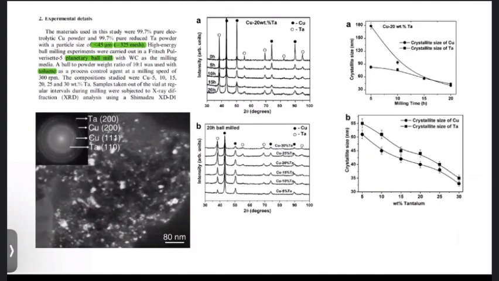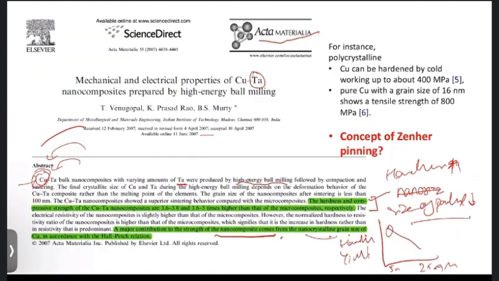So let me discuss some background for this paper. Why do we need to make this copper tantalum composite? First we'll answer why we need to make a nanocomposite. What are the applications of nanocomposites? For some specific applications we can make the material a composite.